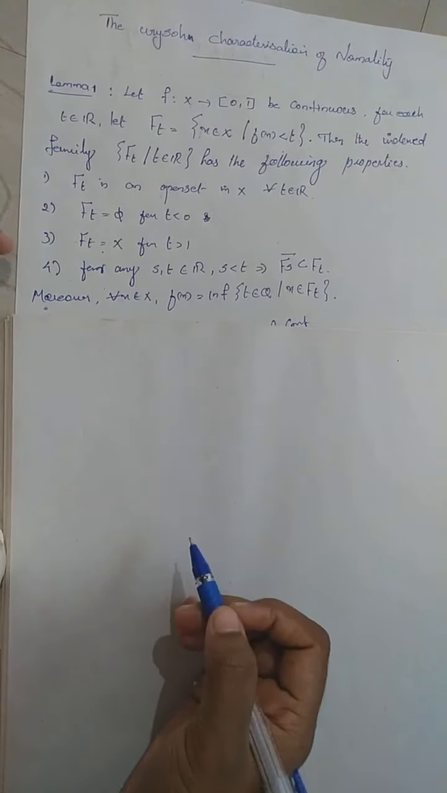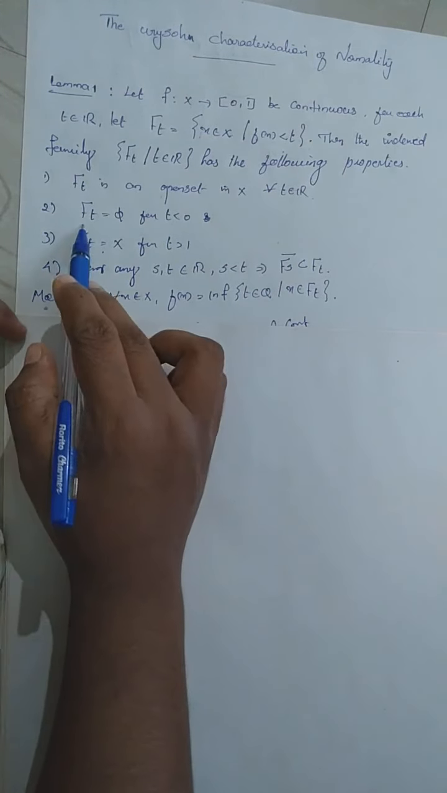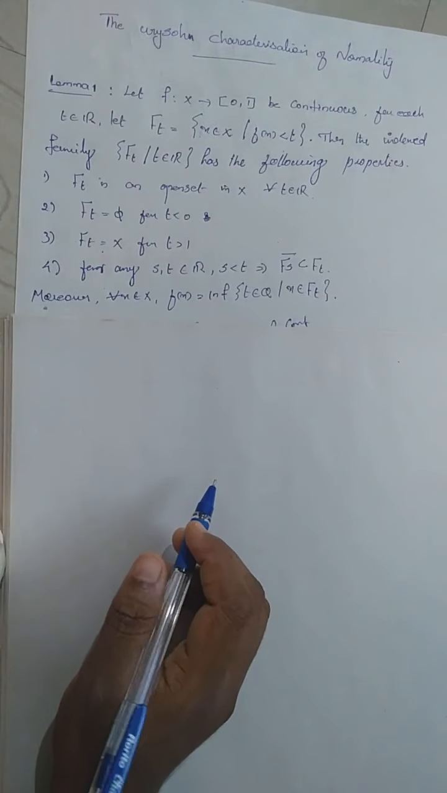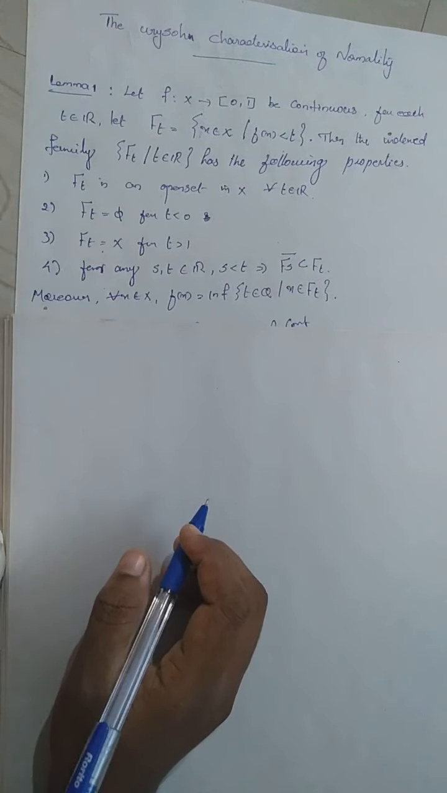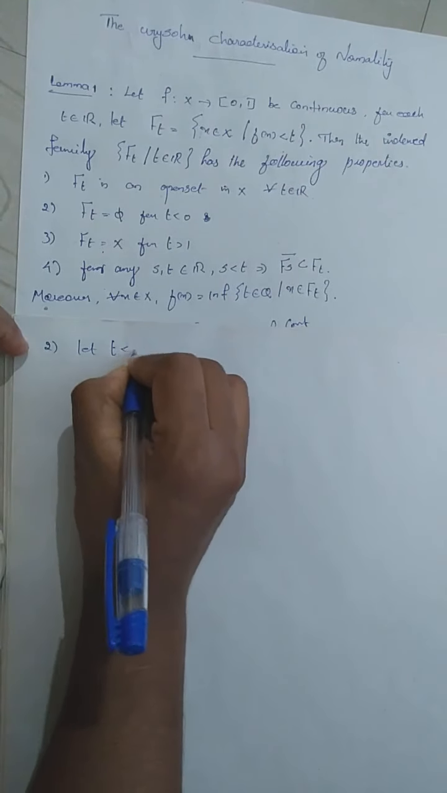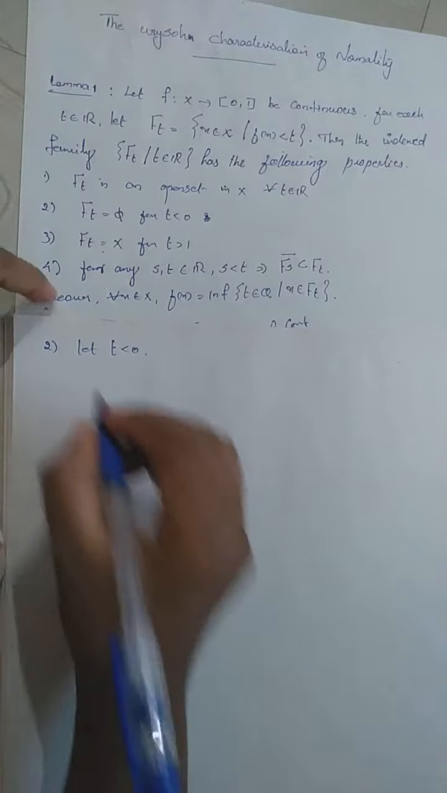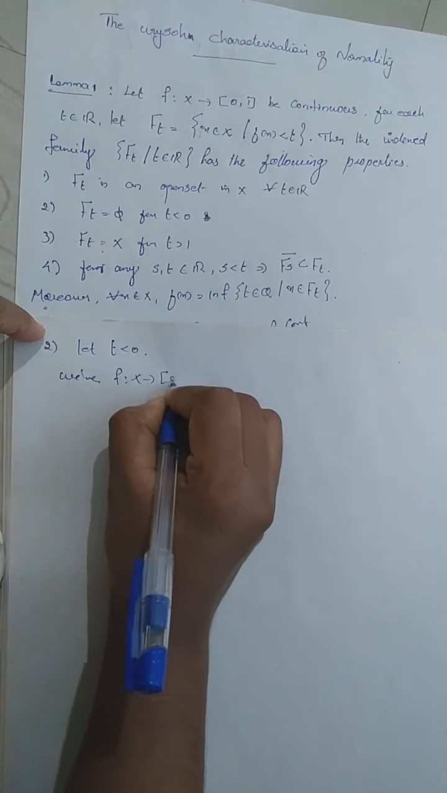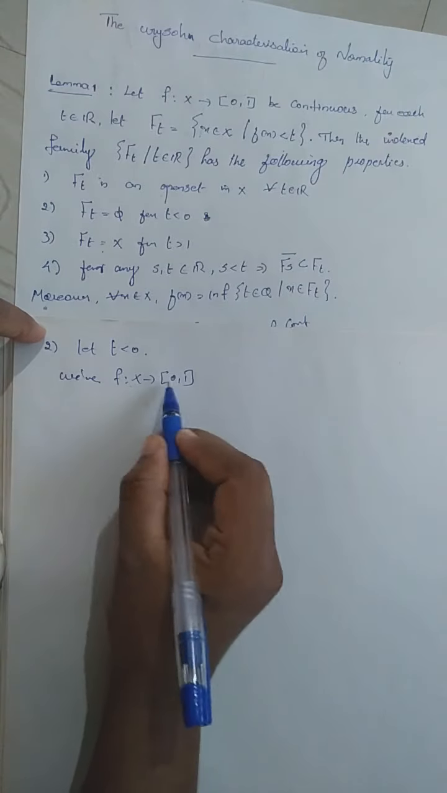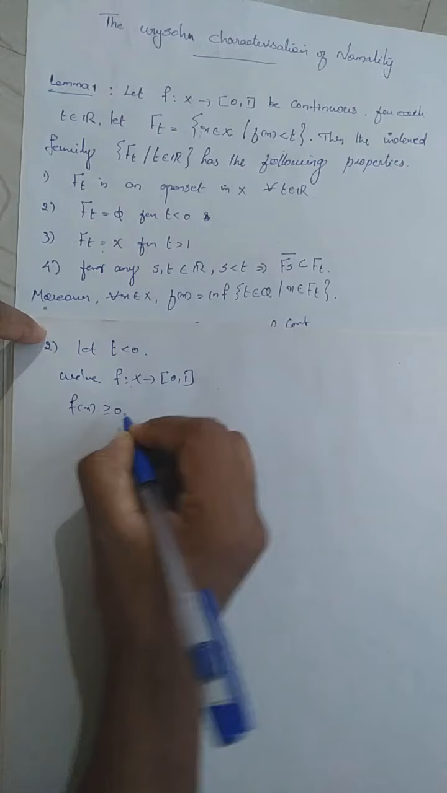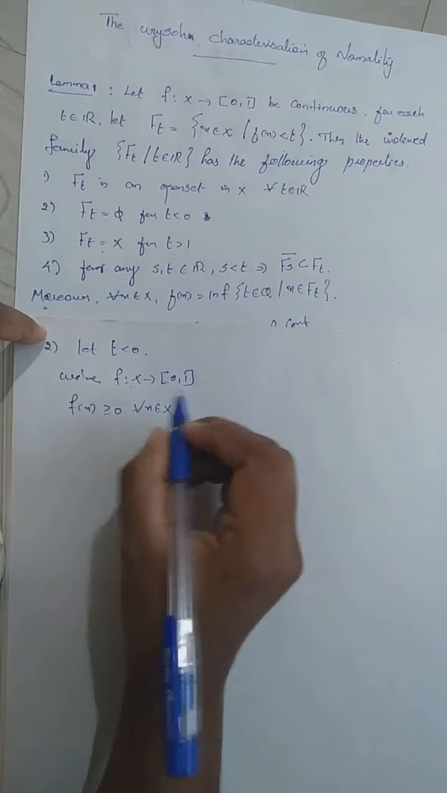Now we will prove the second property. We need to prove that ft equals the empty set for every t less than 0. Whenever t is less than 0, we need to prove that ft is an empty set. For the second property, let t be less than 0. We know f is a mapping from X to the closed interval 0 1, right? When its range is the closed interval 0 1, f of x will always be greater than or equal to 0 for every x in X.